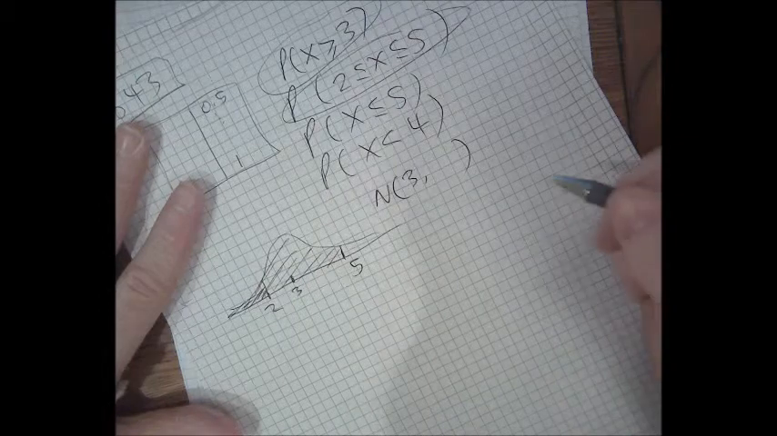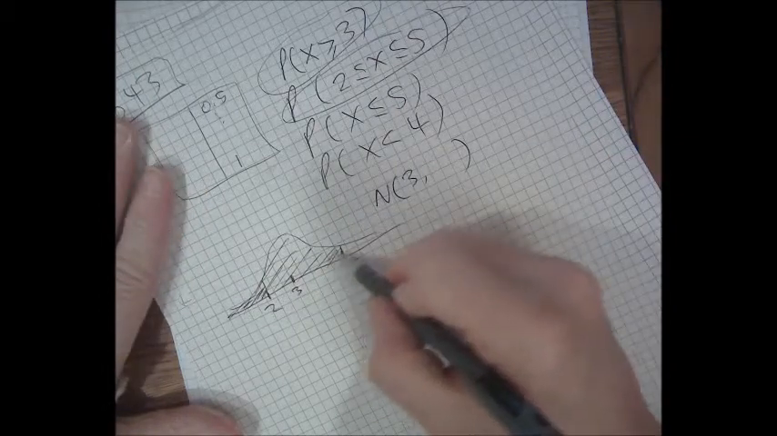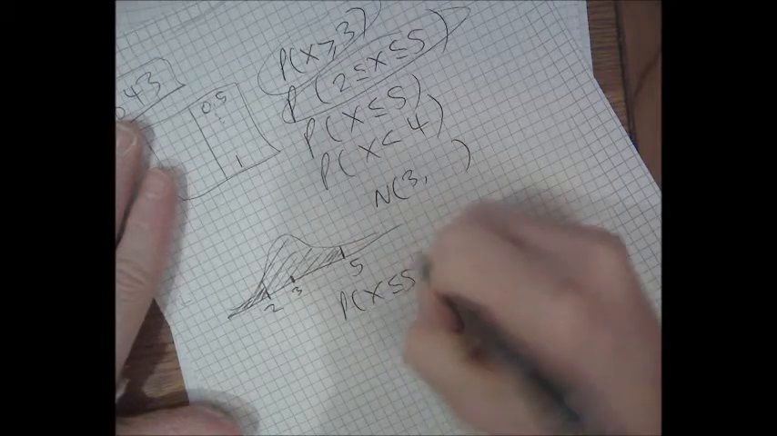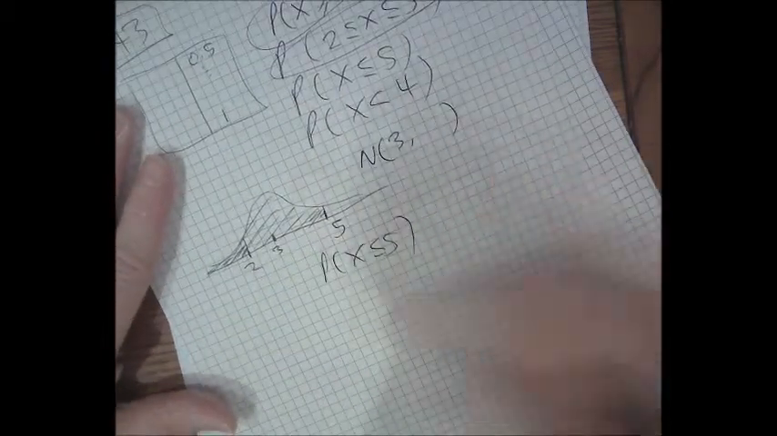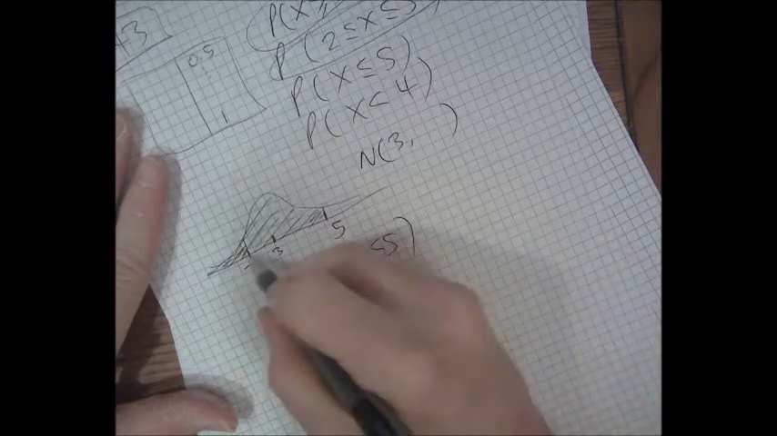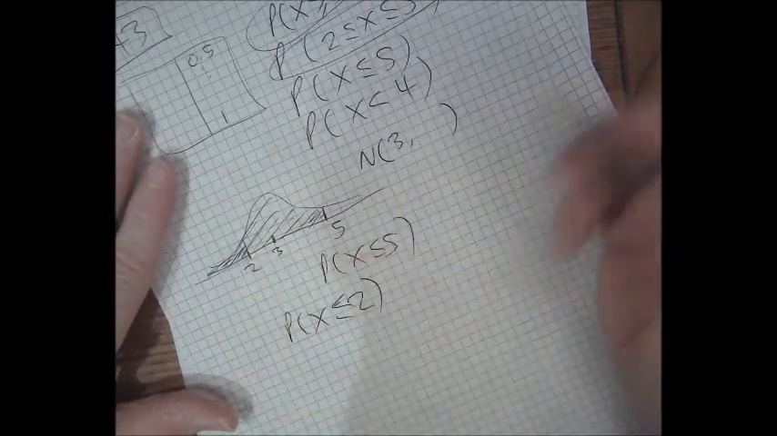And subtract. One of those is dead easy because it's to the left of 5 and it's more than half the diagram. So when you work out the probability that x is less than 5, you can do that direct off the table. The probability that x is less than 2, that's to the left of, so that's sweet, but it's not more than half the diagram.